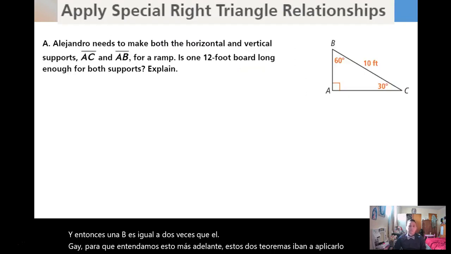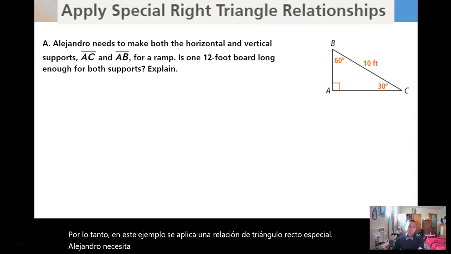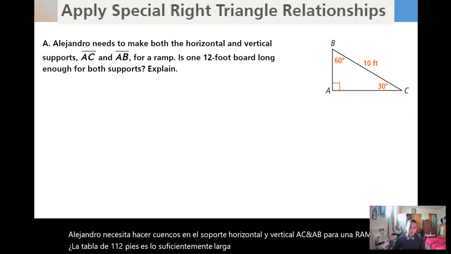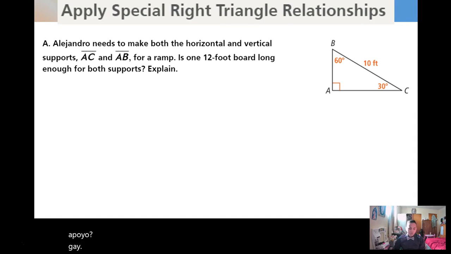So in this example, apply special right triangle relationships. Letter A: Alejandro needs to make both the horizontal and vertical support AC and AB for a ramp. Is one 12-foot board long enough for both supports? Explain. Okay, let's take a look at this one. Maybe we can use the 60-30. So we'll be using 60-30 in this case.